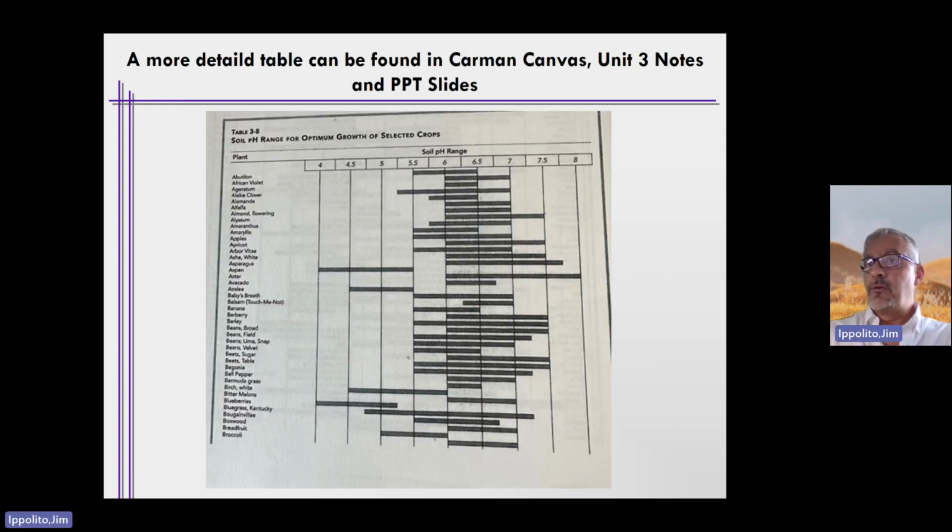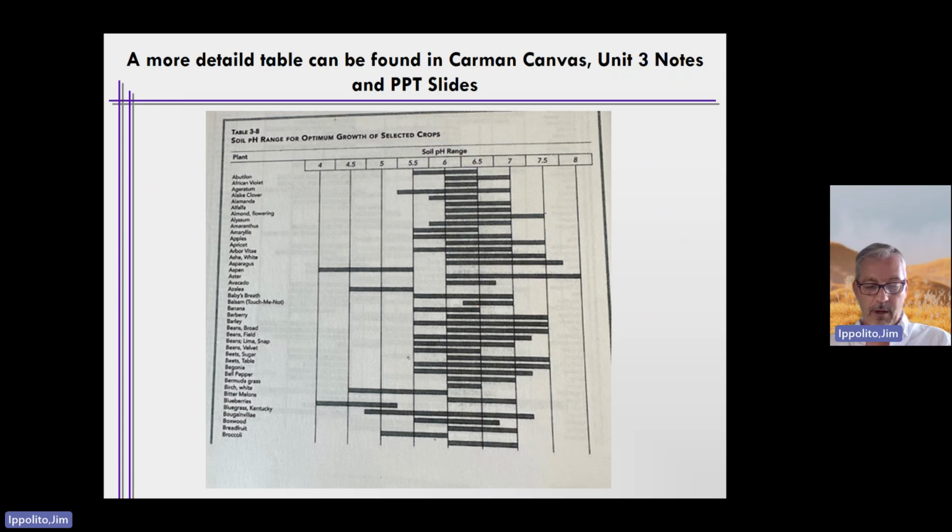The other thing I want to point your attention to is, well, misspelling, a more detailed table of this can be found in Carmen Canvas under Unit 3 Notes and PowerPoint Slides in that section in Carmen Canvas under Modules. And it's a table that describes a number of different crops, more so than what you see here. The list should be 2 to 3 pages long.